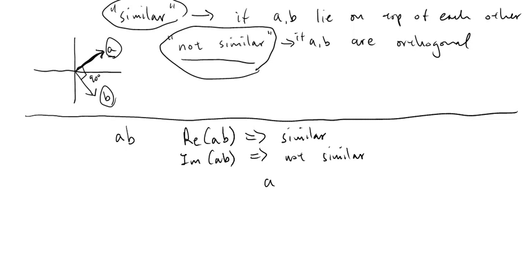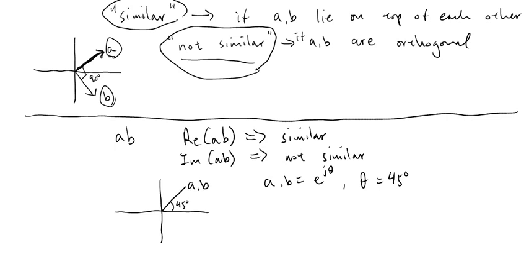Suppose we have a and b both equal to some complex number of modulus 1, e to the j theta, and also suppose that theta in this case happens to be 45 degrees. If we plot this out in the complex plane, a and b would be right on top of each other. If you take the straight product, you would see that it's going to be e to the 2j theta, and in this case it's just 45 degrees plus 45 degrees, which gives you just j by itself. So the real part of ab means we want to take the real part of j, but that's going to give us 0.